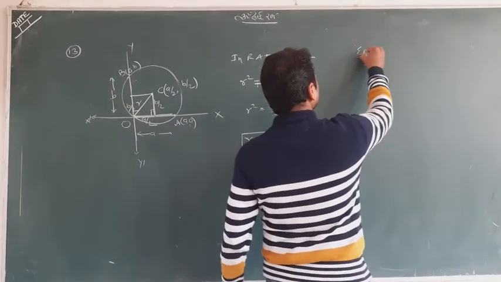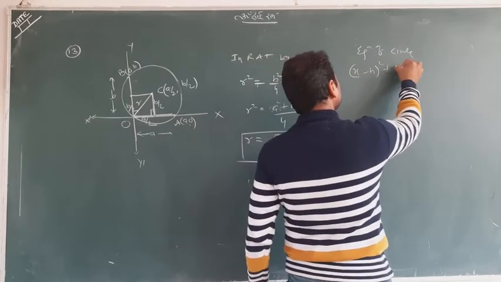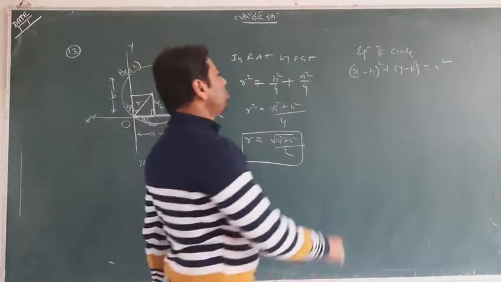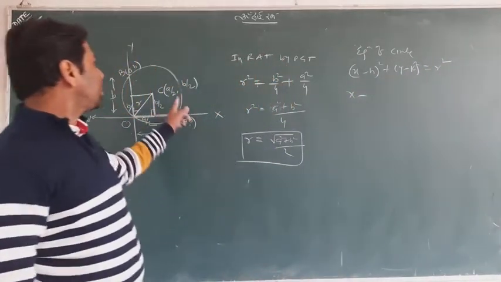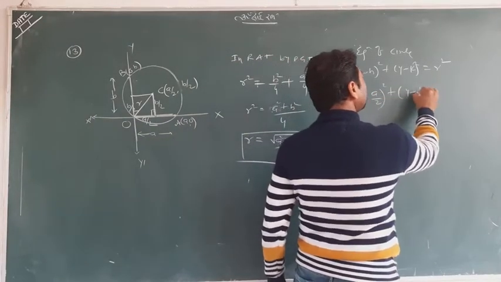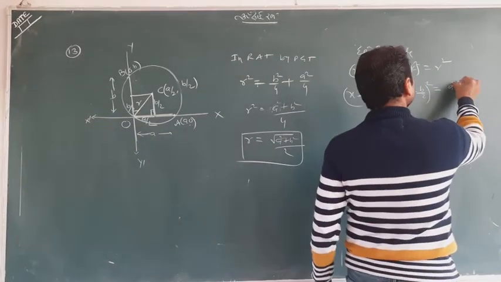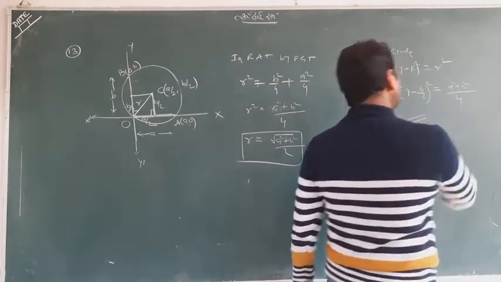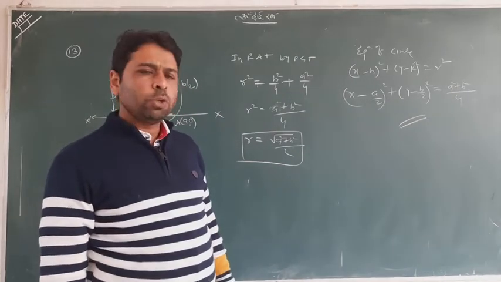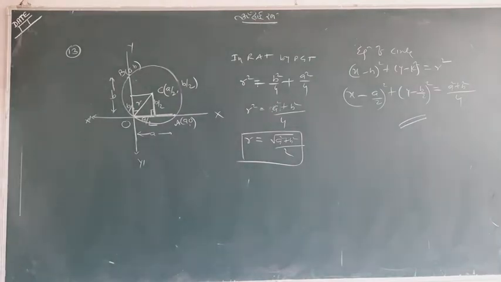The equation of the circle, you know the formula: x minus h whole square plus y minus k whole square equals radius square. Center is a by 2, so write here x minus a by 2, y minus b by 2, and radius square, meaning the square of this, a square plus b square upon 4. I am leaving it here. If you want to open it, you can and find your comfortable answer. Okay, this is the thing.